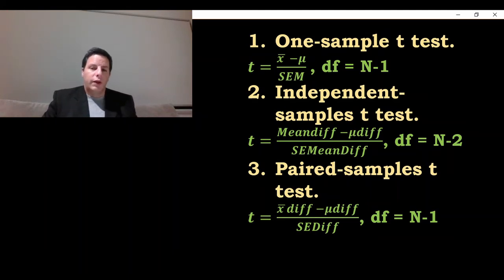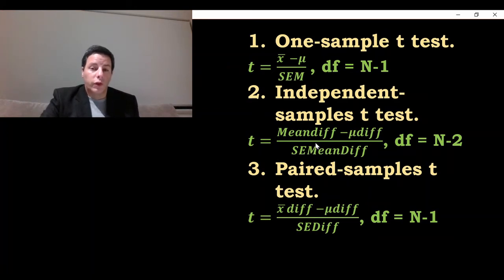So basically here, minus mu diff is actually minus 0. So in a sense it's just the difference in means between the two groups that goes in the numerator. In the denominator also goes the standard error. So that repeats in the 3 t-tests: the standard error. Now it's not a standard error of the mean anymore, it's a standard error of the mean difference.